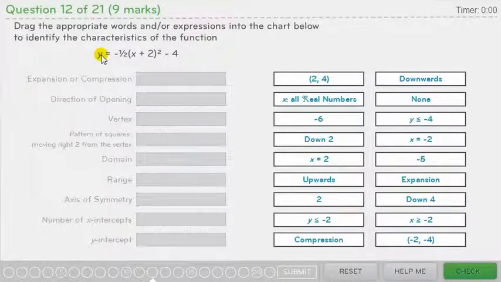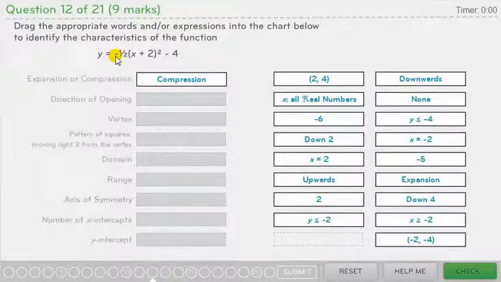For this question, you need to be able to analyze the function y = -1/2(x + 2)² - 4 and pick all the correct attributes that go with this function. So the first question is about whether it's an expansion or a compression. We know that this is going to be a compression because our a value is -1/2, and that's in between -1 and +1. So therefore we're going to pick a compression.